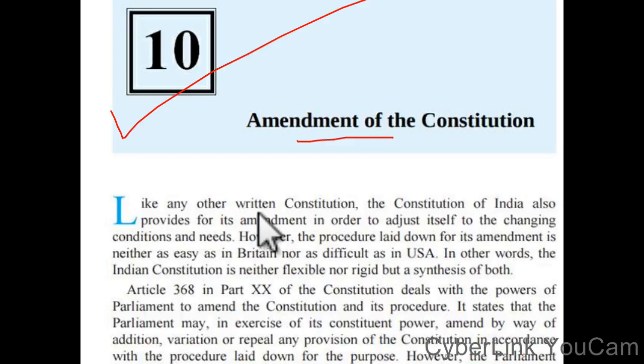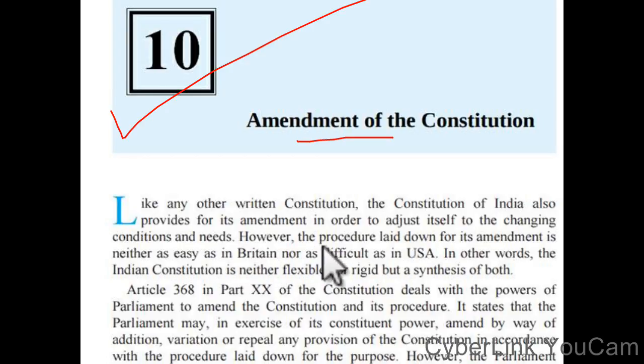Like any other constitution, the Constitution of India also provides for its amendment in order to adjust itself to the changing conditions and needs.